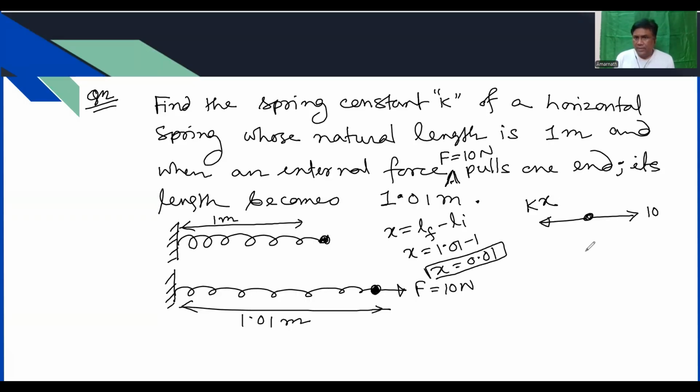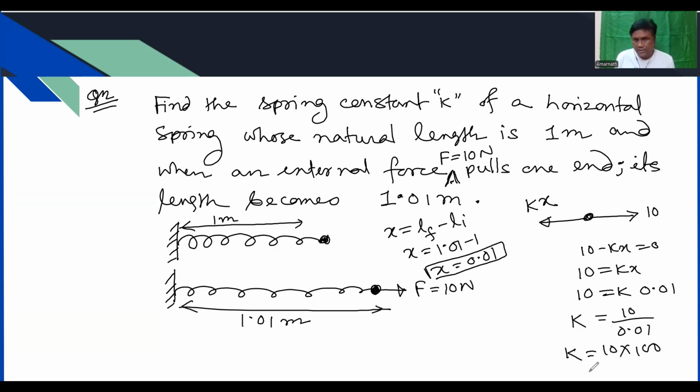Now rightward force minus leftward force equals 0. So 10 equals Kx, so 10 equals K into 0.01. So K equals 10 by 0.01. It means K equals 10 into 100, so K equals 1000. 0.01 means 1 by 100, so that 100 will go up by the rules. And the SI unit of that is Newton per meter.